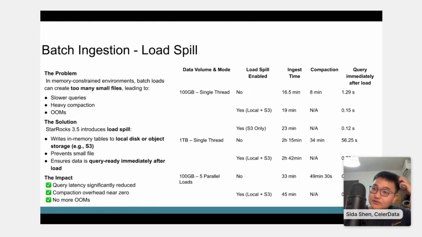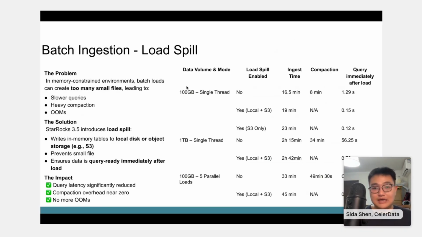On the right-hand side, you can see some benchmarks. As you see, compaction time increases with the more concurrent data loads that you're running. And also query performance. Turning load spill on or off makes a very big difference. With 5 parallel loads, the query actually OOMs because there are way too many small files. So this is load spill.